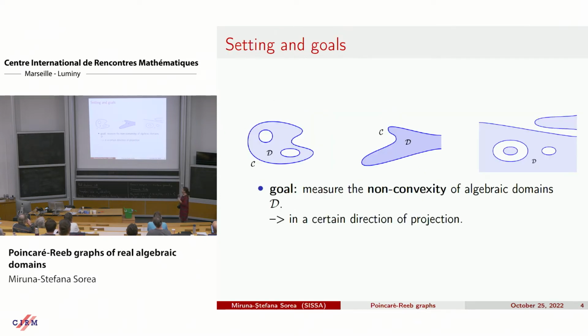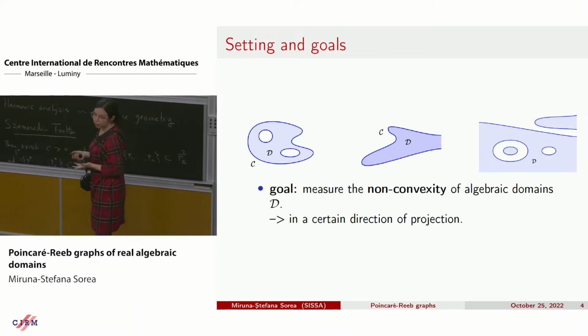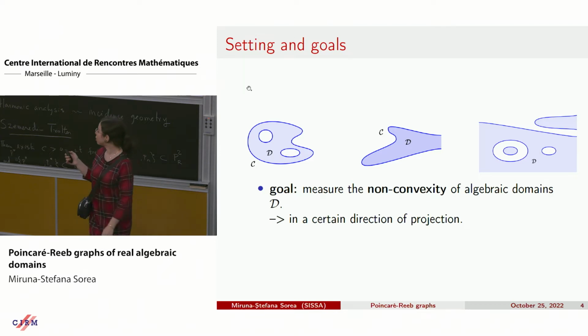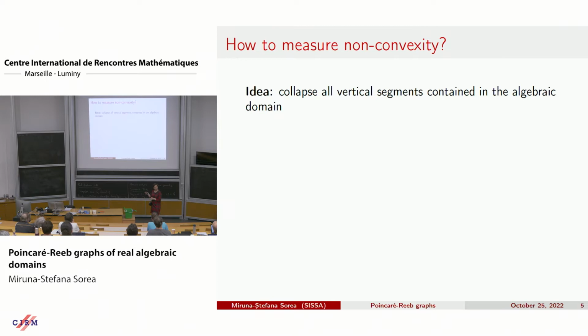So what is our goal with these objects? We want to study their non-convexity, to measure this non-convexity. But this turns out to be a difficult task, so we will just measure this non-convexity in a certain direction of projection. And for us, this will be the vertical projection. And you might wonder how to do this. Well, I'll tell you very briefly, and then I'll go into more technical explanations in a few slides.